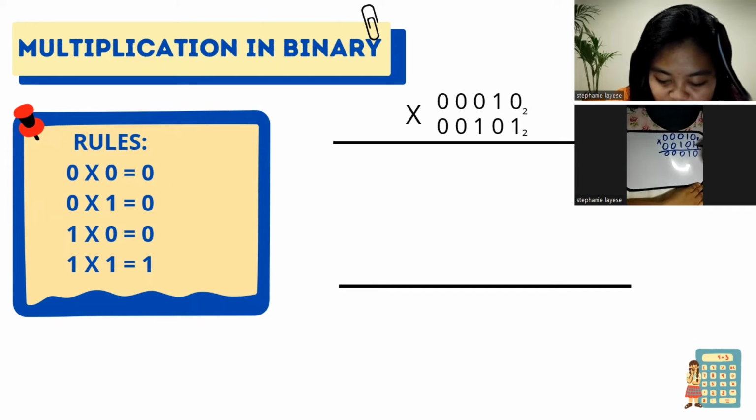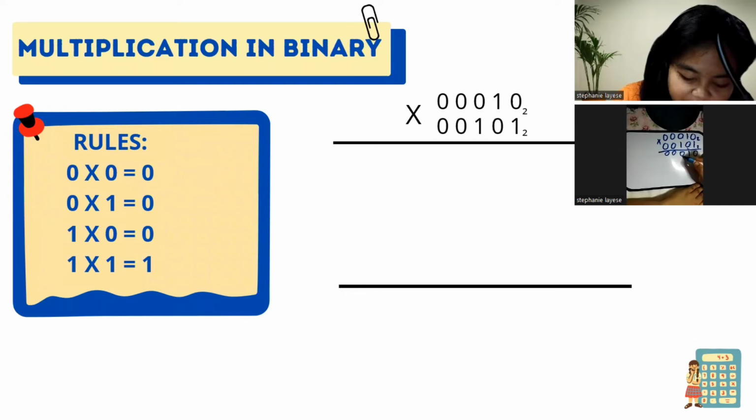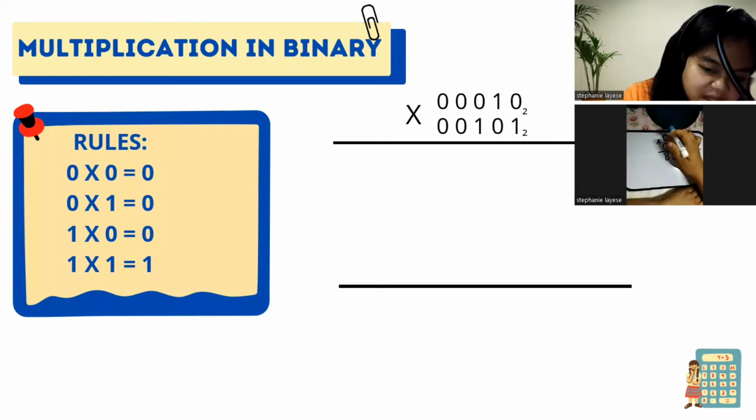And then we will go to the second number. 0 times 0 equals 0. 0 times 1 equals 0. 0 times 0, we got 0. 0 times 0, 0. 0 times 0 equals 0.